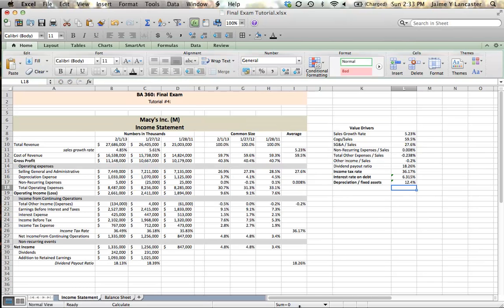So in this tutorial, I got my income tax rate that I'm going to use as a value driver, my interest rate on debt that I'm going to use as a value driver, and my percentage of fixed assets that we depreciate each year as a value driver. Save your file, and I'll see you in the next tutorial.